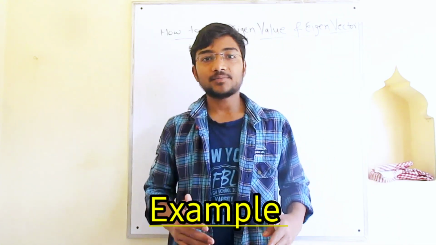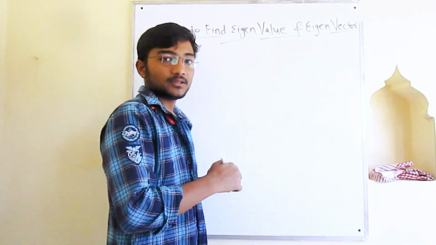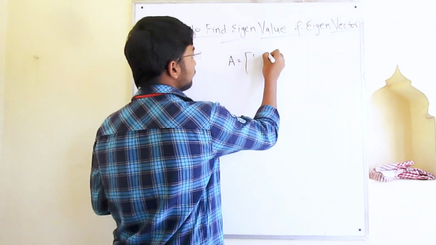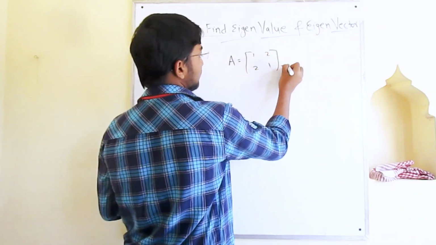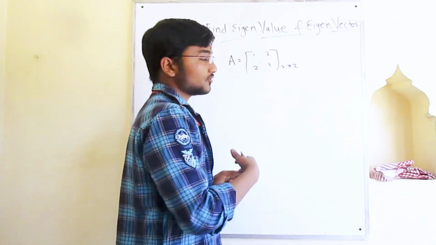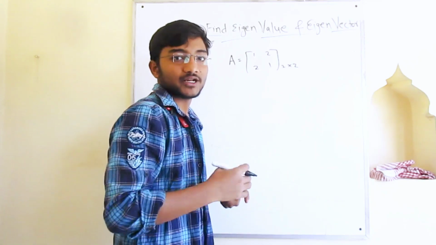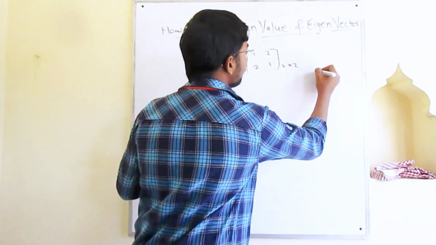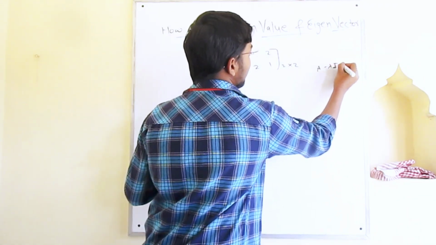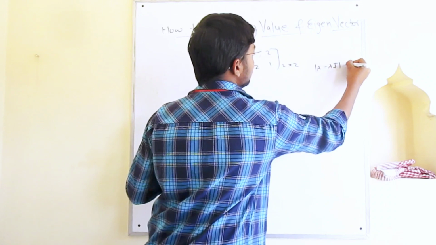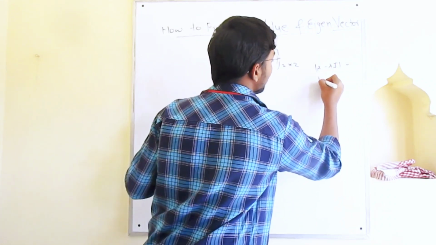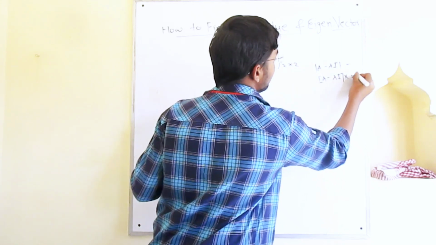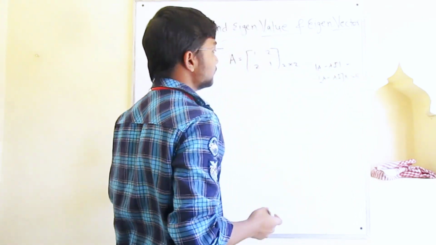So let's see an example. Let A be a square matrix, 1, 2, 2, 1. It's a square matrix of order 2, and we have to find the eigenvalues as well as the eigenvectors. To find the eigenvalue, we have to take the determinant of A minus lambda into I, and for the eigenvector we have to find (A minus lambda I) into x. So let's first find the values of lambda.